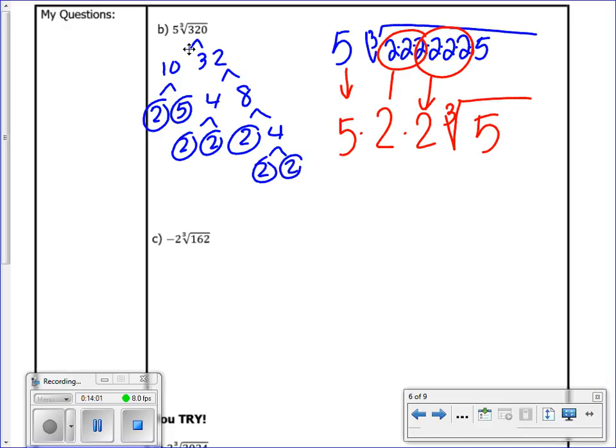Now I multiply my numbers in front. 5 times 2 is 10. 10 times 2 is 20. So your final answer is 20 cubed root 5.